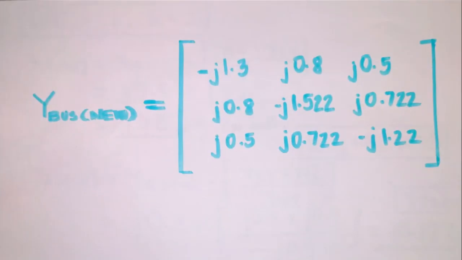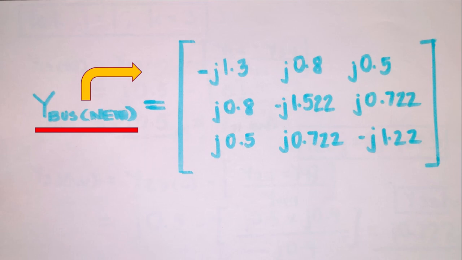So now, this is our reduced form using the Kron method. At first, we had a 4x4 matrix, which we have now transformed into a 3x3 matrix. The new Y bus now is, in terms of negative j1.3, j0.8, j0.5, j0.8, negative j1.522, j0.722, j0.5, j0.722, negative j1.22, which is our new matrix.